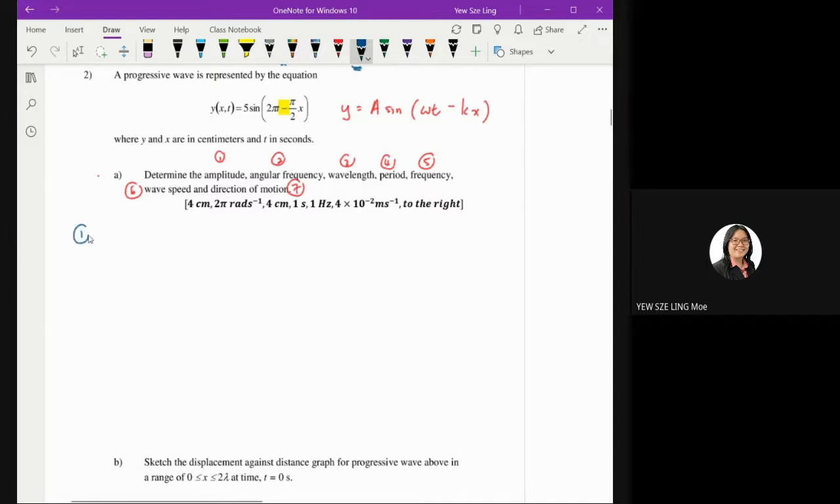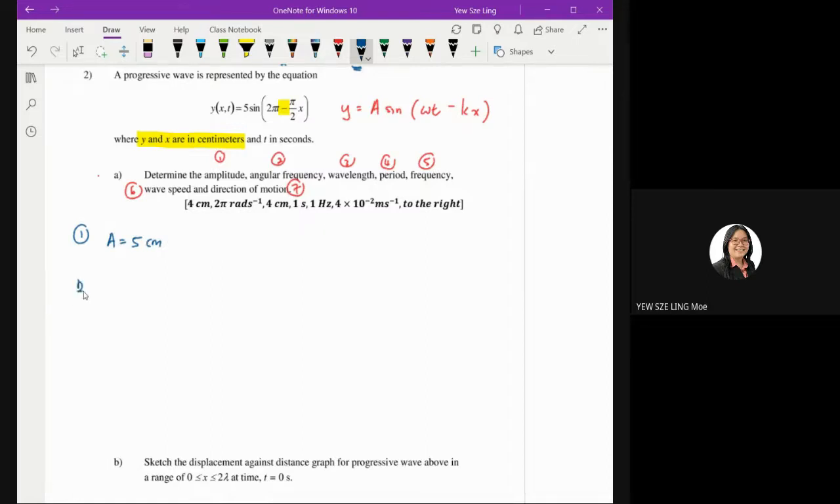So question 1, the amplitude. By comparison, my A is equal to 5. So what is the unit? Now, according to the question, X and Y are both in cm. Therefore, A is equal to 5 cm. Okay, A is equal to 5 cm.